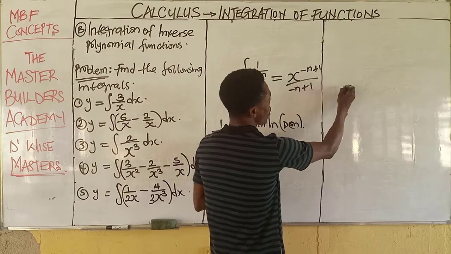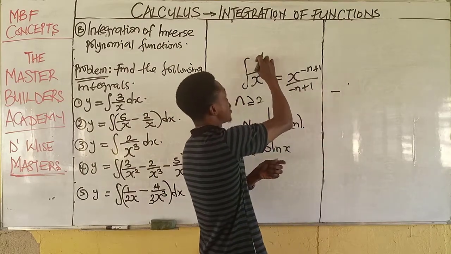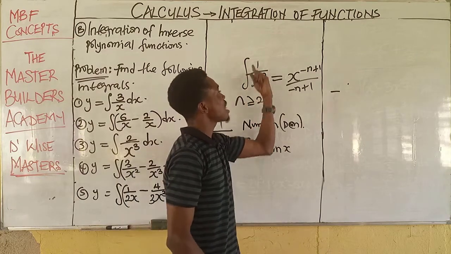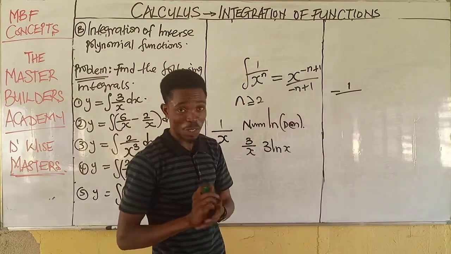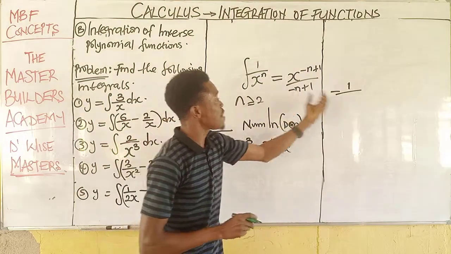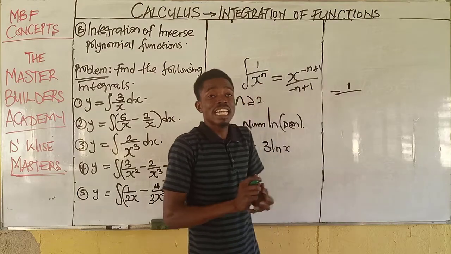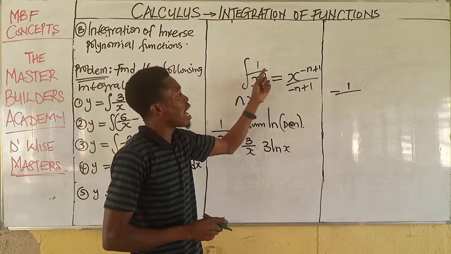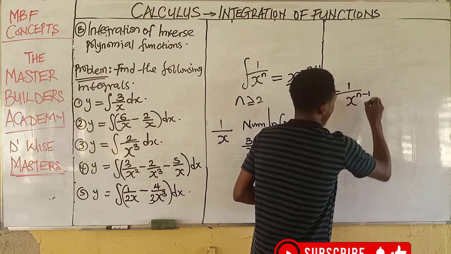Now this is the solution. Multiply the numerator by negative 1. So if I have this to be 1, for instance, minus 1 times 1 will give me minus 1, all over. Please pay attention to this. First is to multiply the numerator by negative 1. Next is to reduce the power of n by 1. So I have x to the power n minus 1.